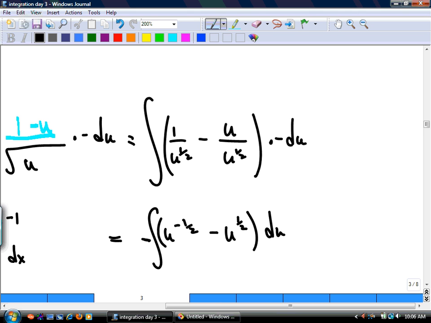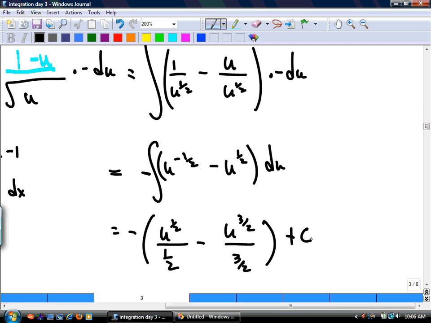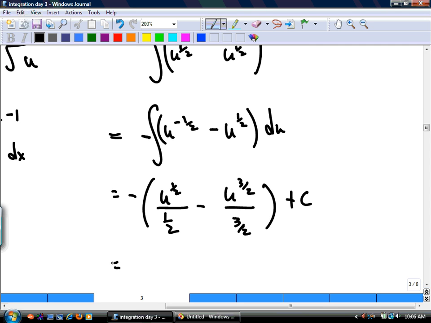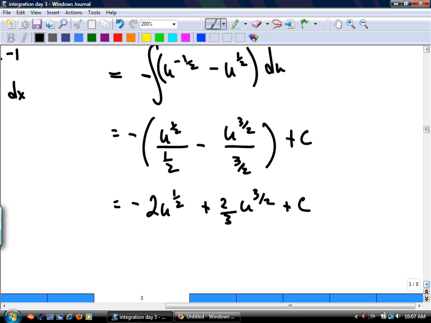So, antiderivative of each piece now, and when we're finished. So negative, open a bracket, add a whole to negative a half, you get 1/2. Divide by 1/2. Add a whole to positive a half, you get 3/2. Divide by 3/2. So you get negative 2u to the 1/2 plus 2/3 u to the 3/2. Take out the u's, put in x's, and you're done.